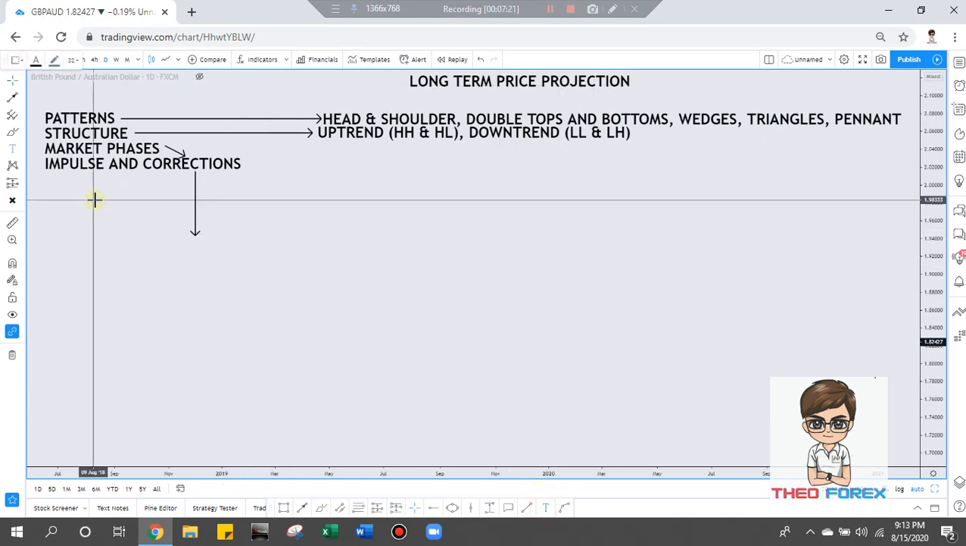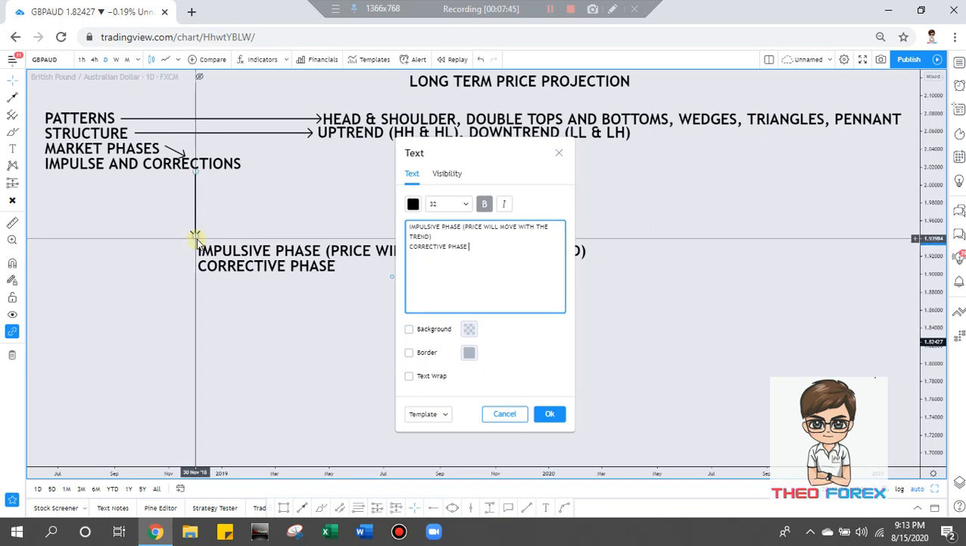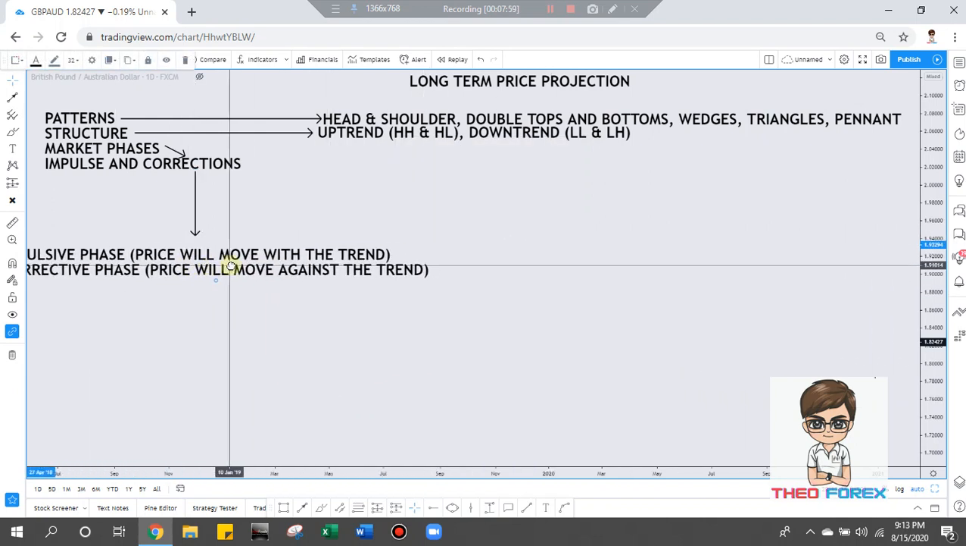Price will move in alignment with the trend. So let me write that out. Impulsive phase: price will move with the trend. While in a corrective phase, price will move against the trend. Now there's more to this, when price moves in alignment with the trend or against the trend.